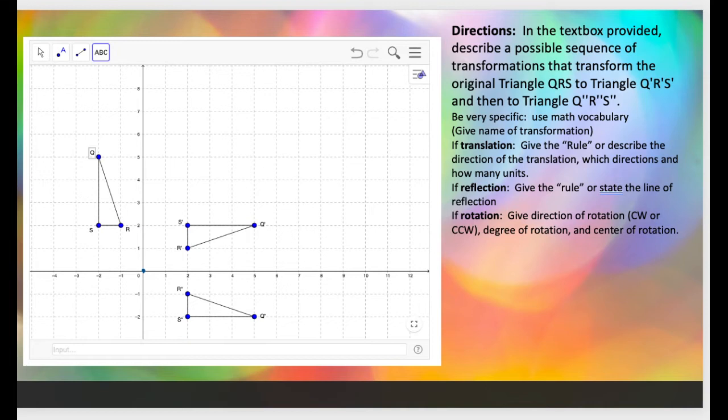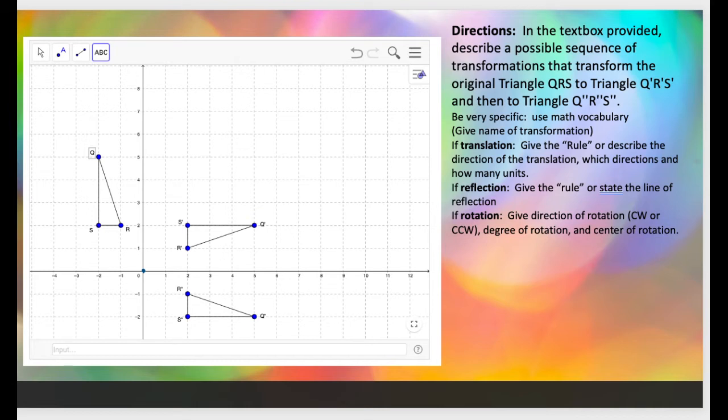The directions state that in the text box that's provided, describe a possible sequence of transformations that transform the original triangle QRS to triangle Q prime, R prime, S prime, and then to triangle Q double prime, R double prime, S double prime. By the way, in addition to typing it in a text box, if you would prefer to write it out on paper or type it and then submit a picture of what you've written out, that works as well. Make sure you're very specific.